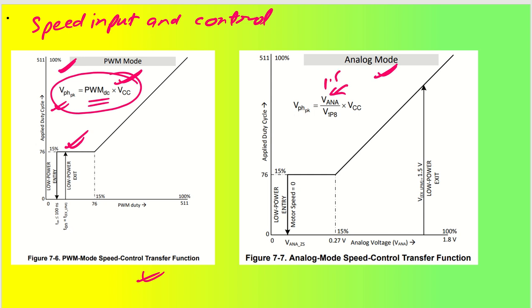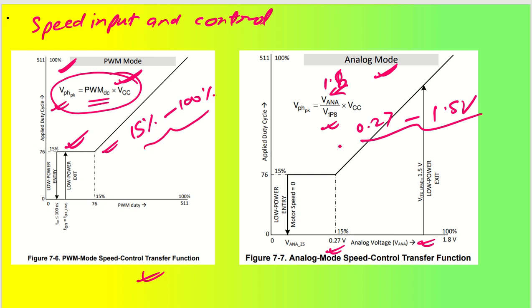If you put in 1.8 volt, it will be giving you 100%, and if it is lesser than that, then accordingly the voltage output at the UVW phase will be scaled. So you must make sure that the voltage level is more than 0.27 volt and less than 1.5 volt. So 0.27 volt to 1.5 volt is the recommended range, and similar to that, for the PWM mode you have to have a 15% to 100% range.